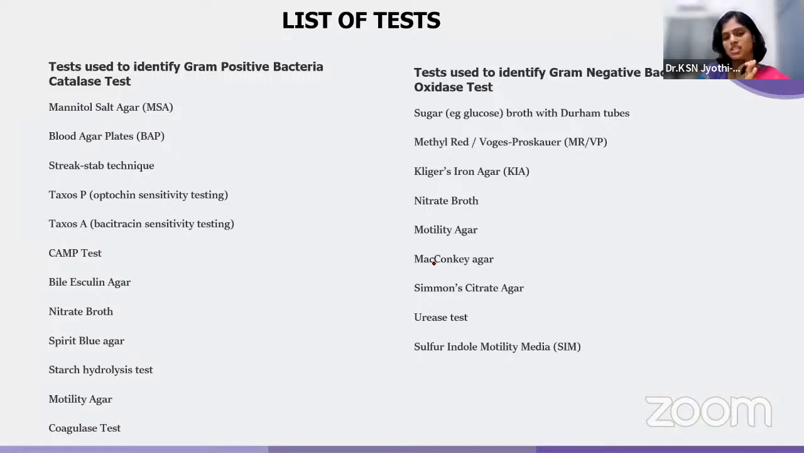There is a variety of tests available in microbiological testing. When you go on identifying bacteria, you have a huge number of tests that can be performed. So here you can see a list of tests: for gram-positive bacteria, starting from the catalase test, blood agar test, CAMP test, starch hydrolysis test, coagulase test. You can do many of them. When you're talking about gram-negative bacteria, you can do a sugar test, methyl red test, nitrate test, Simmons citrate agar test, urease test, SIM test. So these are some tests which are specifically designed for gram-positive and gram-negative bacteria.